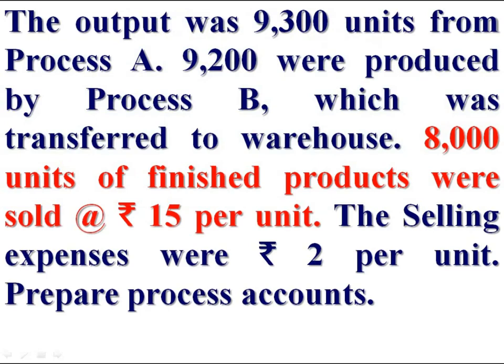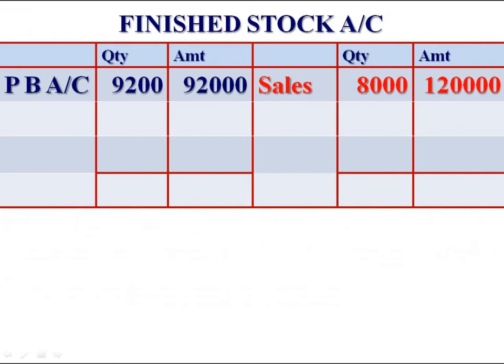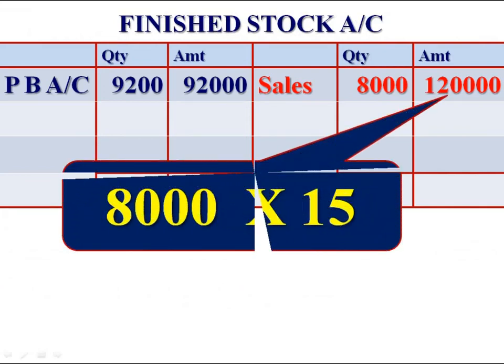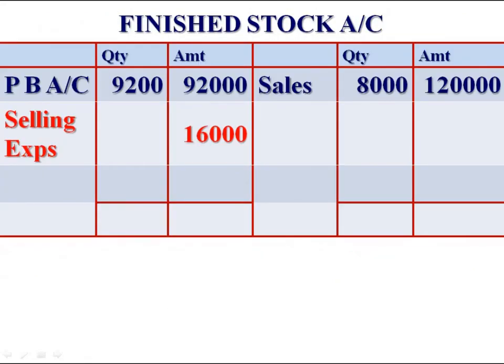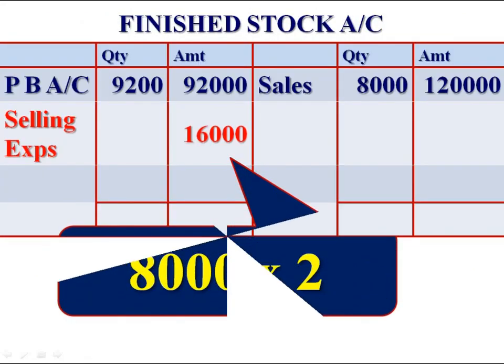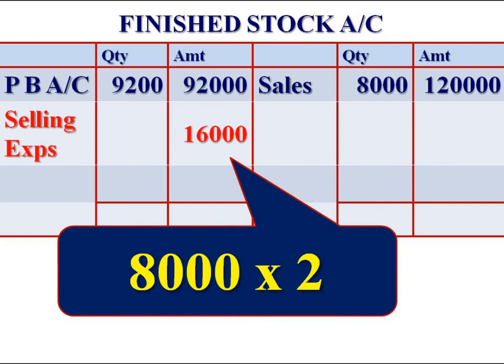Then the problem stated that 8,000 units of finished products were sold at rupees 15 per unit. It is to be credited sales 8,000 into 15, 1,20,000. Selling expenses were rupees 2 per unit. 8,000 units sold, selling expenses 2 rupees per unit. Debit selling expenses 8,000 into 2, 16,000.